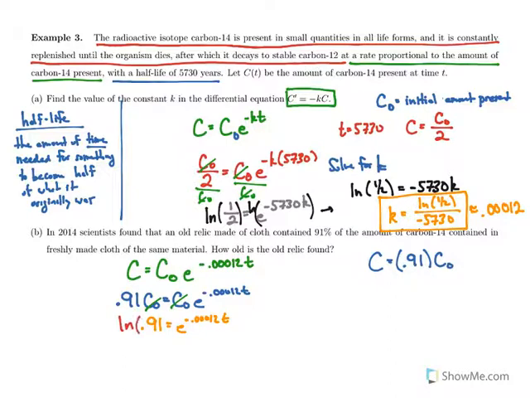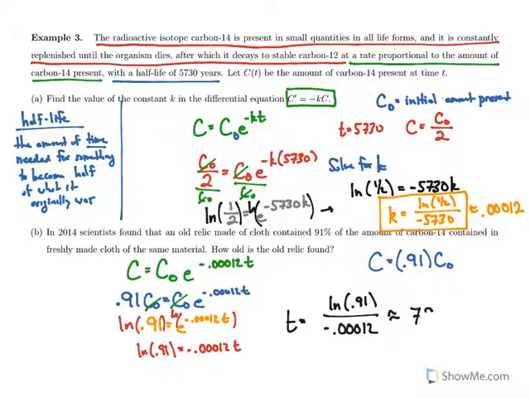And we can solve for t in a very similar fashion as we did before. We can take the natural log of both sides, get natural log of 0.91 is equal to negative 0.00012 t, and we can divide by the negative rate, get natural log of 0.91 over negative 0.00012, which is about 786. So our answer is about 786 years old.